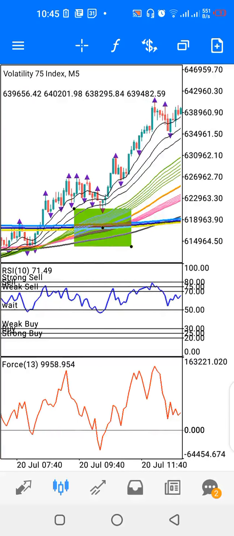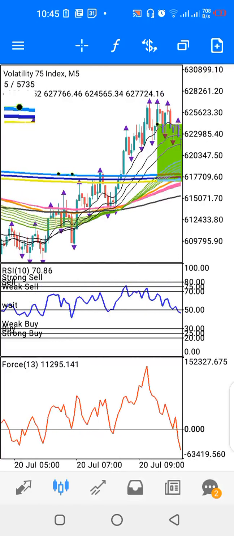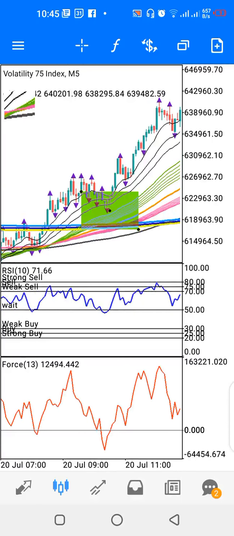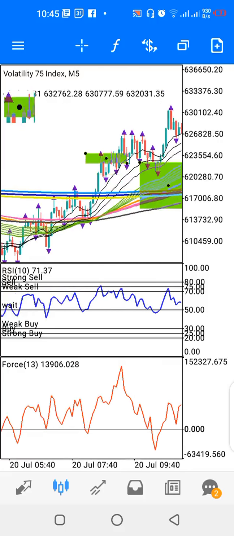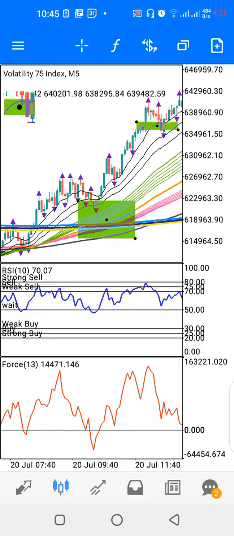All the lines are crossing above the three lines. I'm referring to this line, this is our trend identification line. Every other line is crossing above it. So just wait for when price starts to bounce above the three black lines, then you start to enter your buy trade and ride along with the trend.